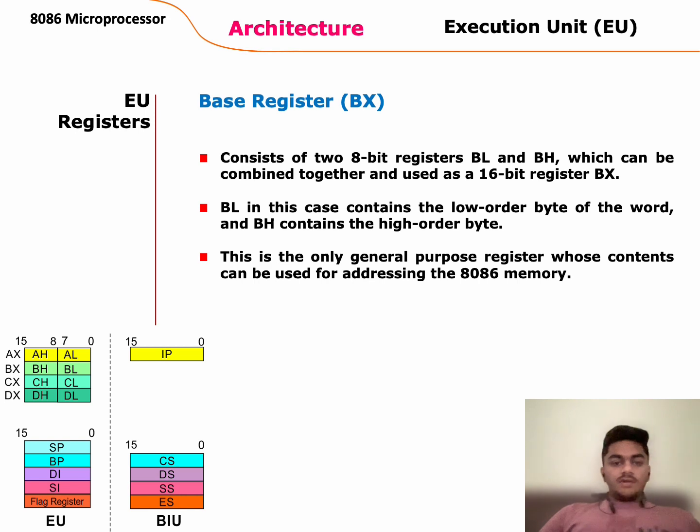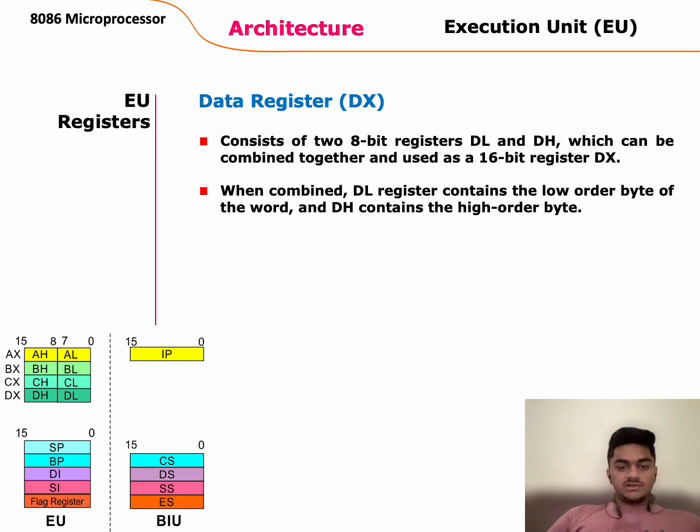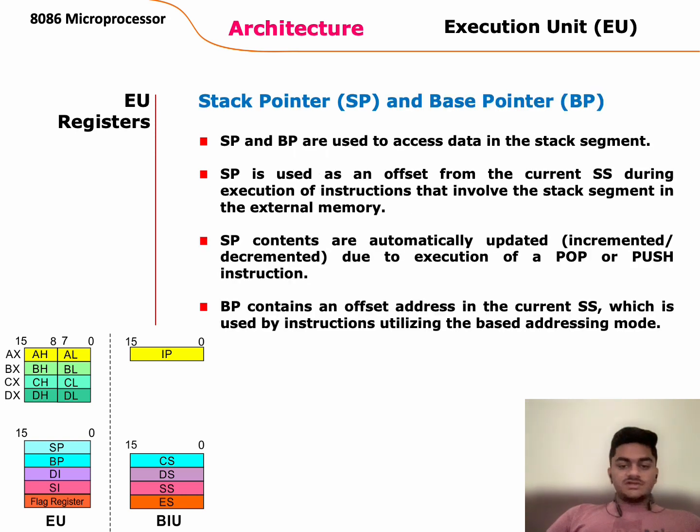We write the same about the base register, the counter register, and the data register. Counter register instructions such as shift, rotate, and loop use the CX counter. And what is the stack pointer and what is its use? The stack pointer is basically used as an offset from the current access of the execution, and the instruction will be involved in a stack segment in external memory. Stack pointer contents are automatically updated on execution of the pop and push instructions.